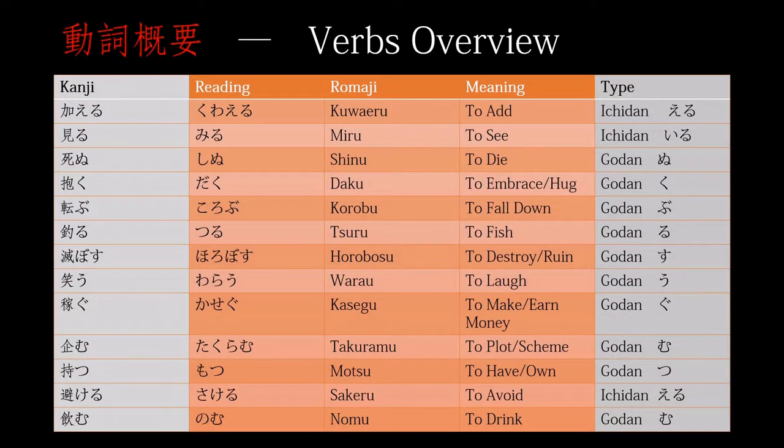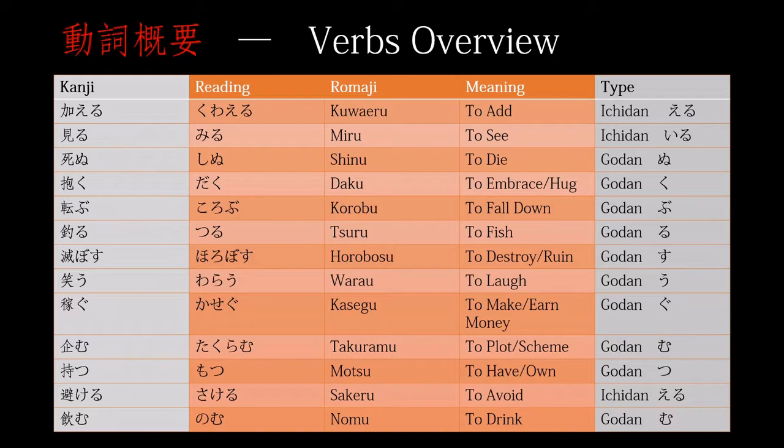Now, instead of the vocabulary overview like we had in the previous videos, we have here the table of verbs I will be using to illustrate the stem formation process. Here you have a verb from every verb group and subgroup, along with all the necessary information such as the transcription, romaji, and verb class.